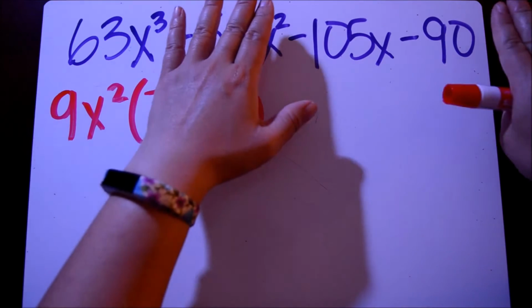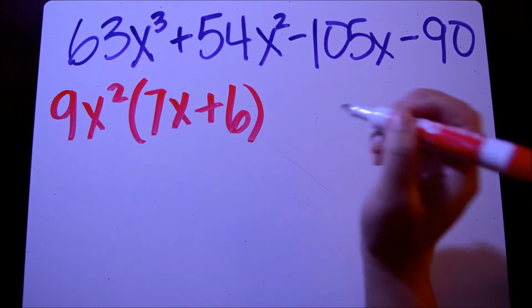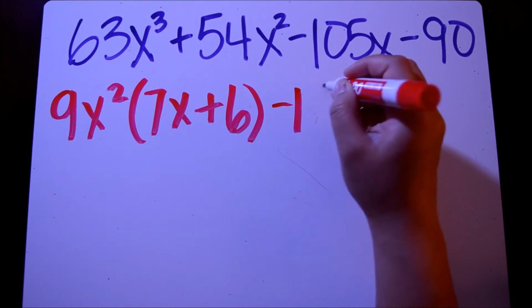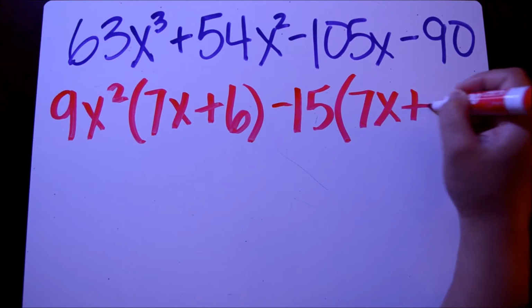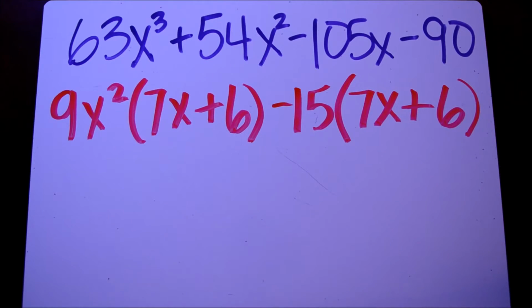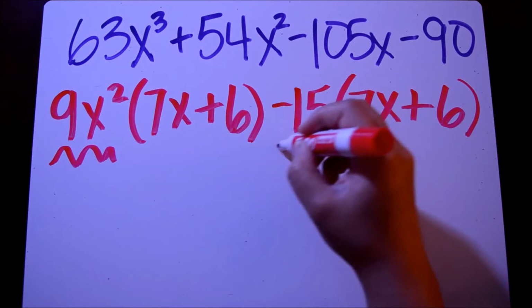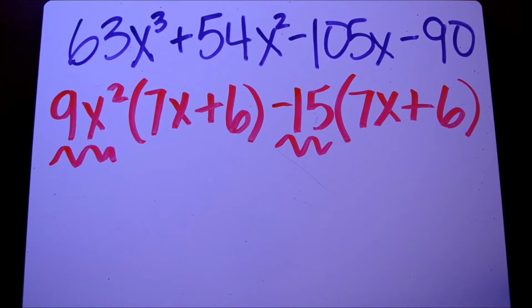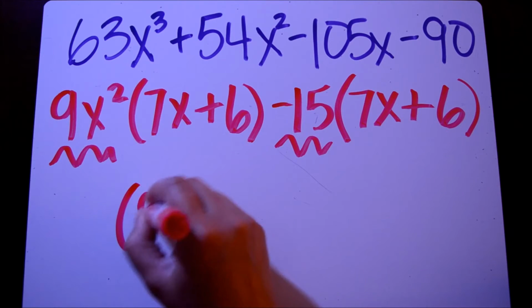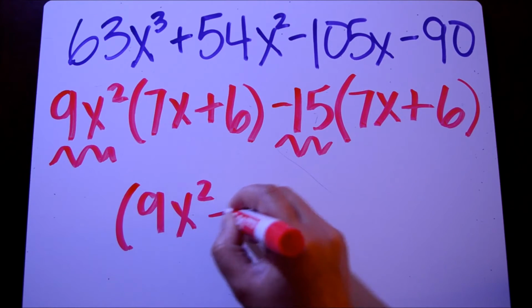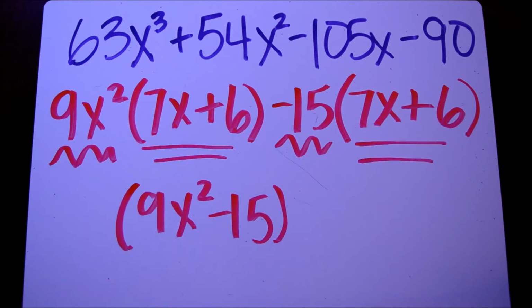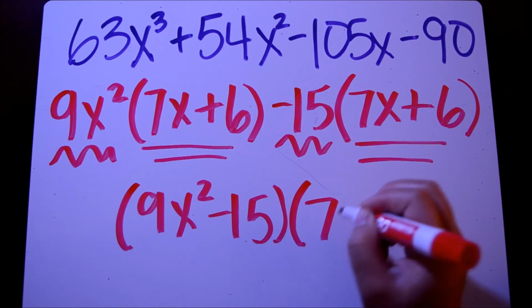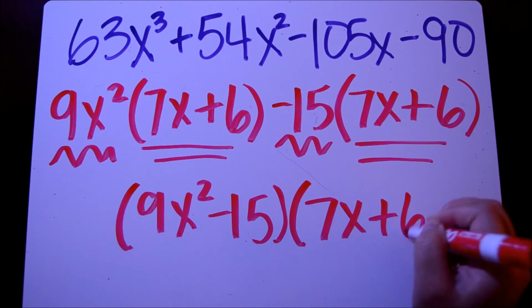Then we're going to look at the last two terms, and our greatest common factor is -15. When we factor that out, we're left with 7x plus 6. Again, we group our greatest common factors together. That's going to be one factor, so 9x squared minus 15. And then what we have remaining should be identical, and that's going to be our second factor, 7x plus 6.